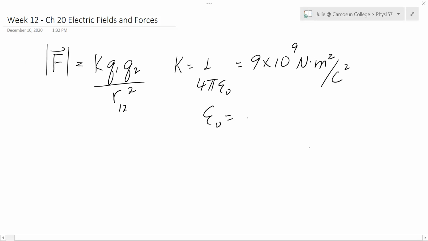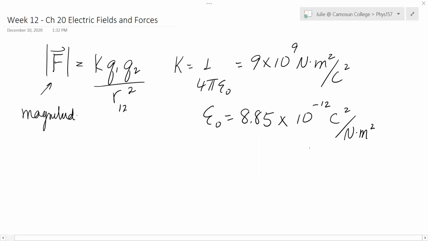Epsilon naught is the permittivity of free space. It's a measure of how strong an electric field is given the medium. So permittivity of jello would be different than permittivity of a vacuum, for example. But epsilon 0 is for a vacuum, which is pretty well the same as air. Now you must remember this is magnitude only. As far as direction goes, you have to work that out yourself.